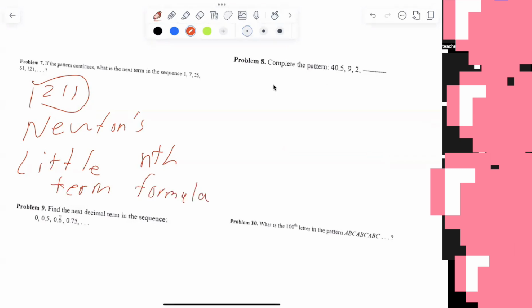Read the pattern. 40.5, 9, 2. This obviously looks like a geometric sequence. So we might as well try making it geometric. Now 9 divided by 2 means the common ratio is 9 halves, because 40.5 divided by 9 halves gives us 9. So from there, you divide by 9 halves again.